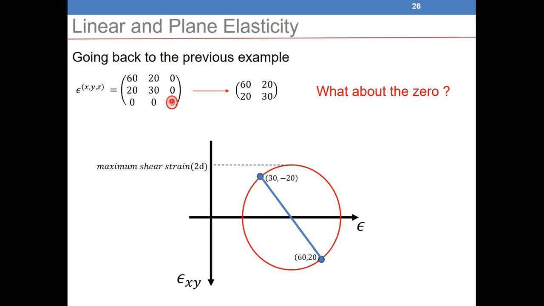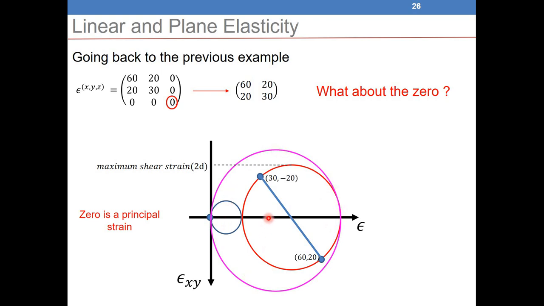But what do we know about the zero here? We can see that the zero here is also a principal strain, because we're talking about the strain tensor here. So if I want to plot it, it will be a point here. I need to build also a circle between this point and this point, and also another circle. So this is how I can build the Mohr circle in 3D.